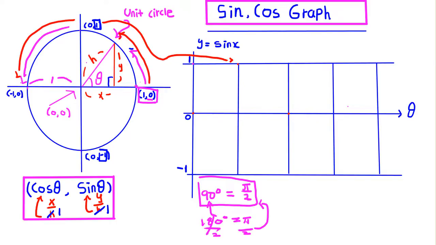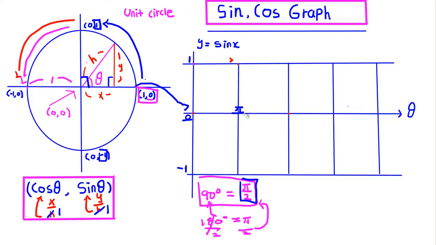But we need to be careful here. Before we plot this, we need to know each interval. The first interval's value is 0. Let me erase this a little bit. It goes counterclockwise 90 degrees. We learned that 90 degrees is pi over 2, so I'm going to write pi over 2.